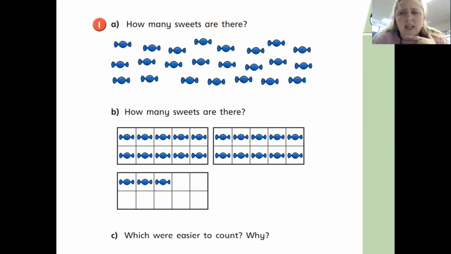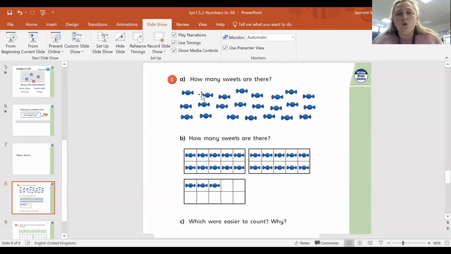Okay, part C is a bit of a strange question, but I'd like you to write an answer if that's okay. Which of these two questions was easier to count? Was it easier to count all of these ones up here? Or was it easier to count these ones? I'd like you to write which one it was easier to count and why it was easier to count. Okay, write that down now and then we'll do the last question.